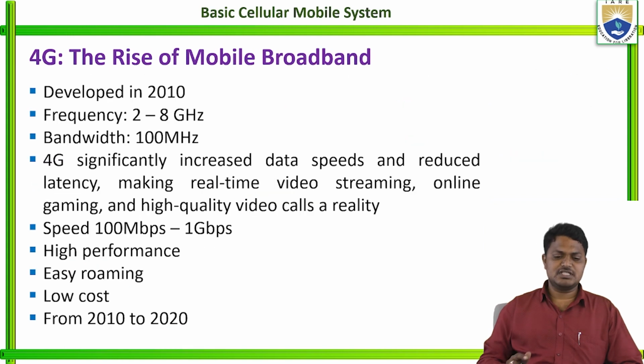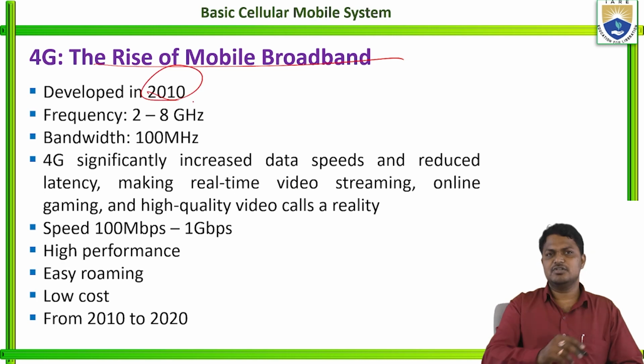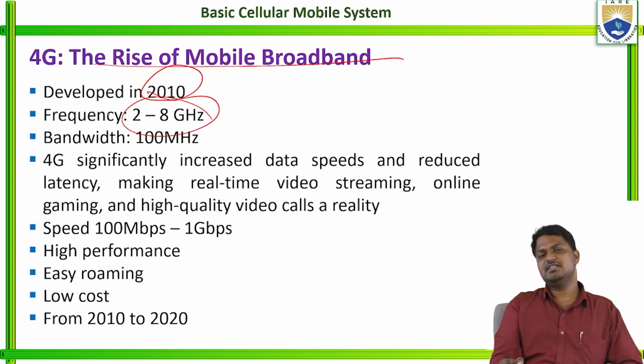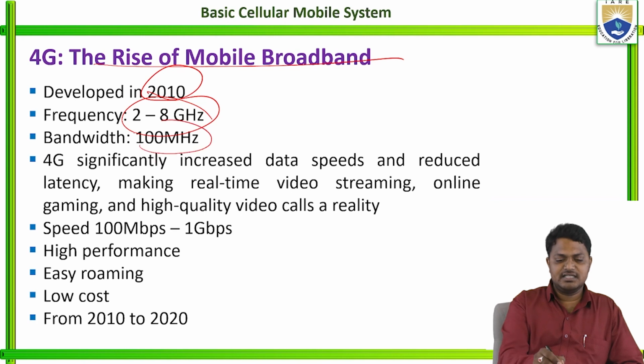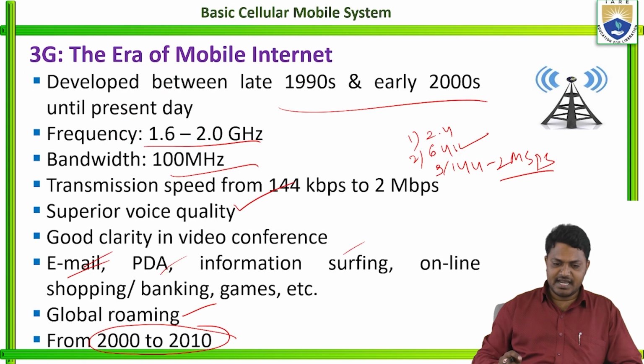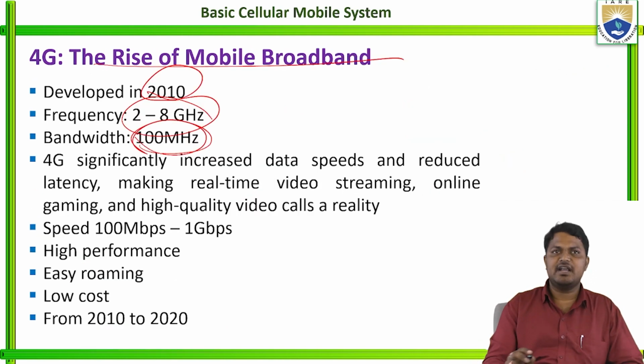After that, the 4G communication, the rise of mobile broadband. Mobile broadband was introduced in 2010 only, and 4G communication was also developed in 2010. The frequency utilized here is 2 to 8 gigahertz. The bandwidth for 3G was 100 megahertz, and for 4G also 100 megahertz. But what is different here is that real-time video streaming came into use in 4G communication only.